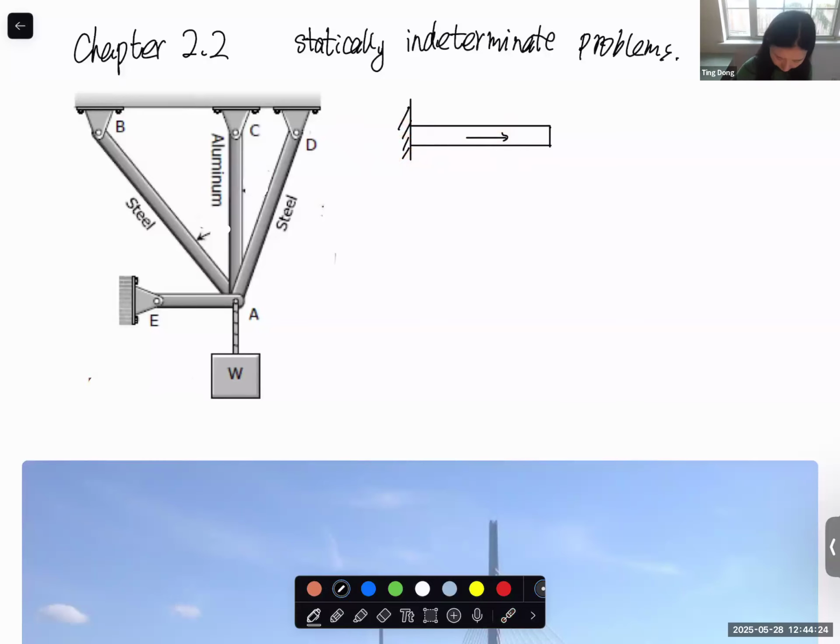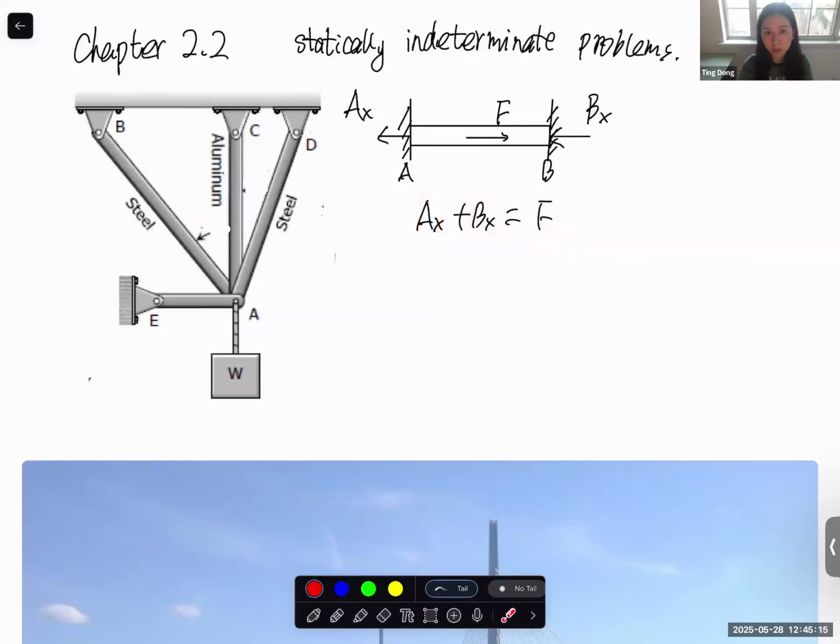But what if I have a redundant support at this end? Now let's say at A and B, I have reaction force at A in the X direction, AX, and reaction force at B in the X direction, BX. Now we still only have one equation, that is AX plus BX equal to F. That's the only equation we can get from our previous class. Of course, force in the y direction equal to 0 and moment about any point equal to 0 are in the 1D case, we don't need to use those 2. So only one equation, and we have 2 unknowns.